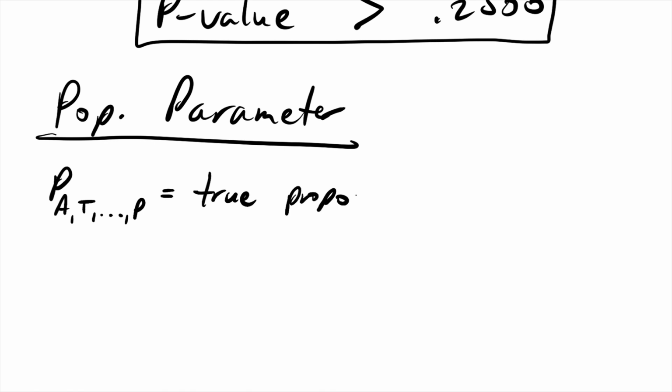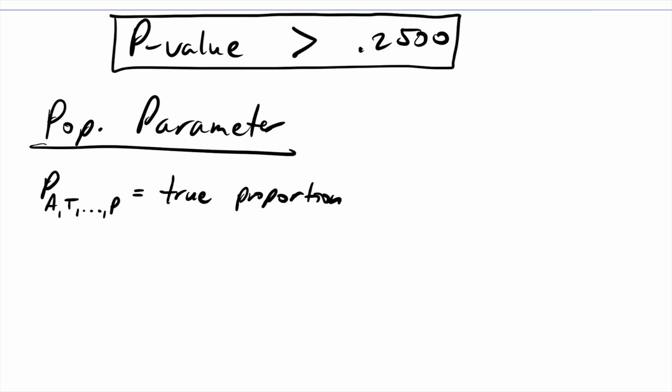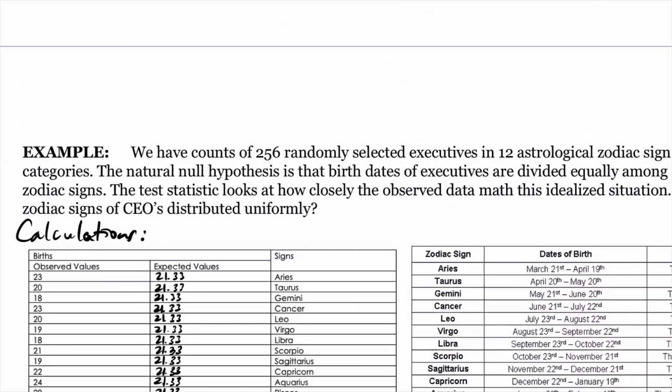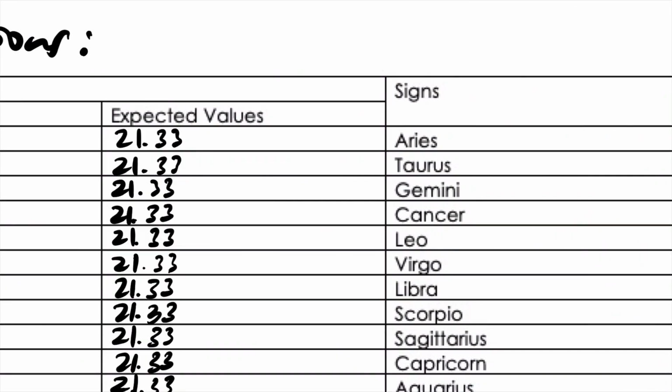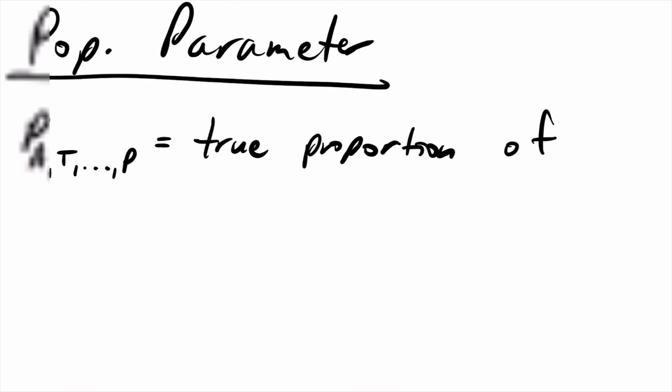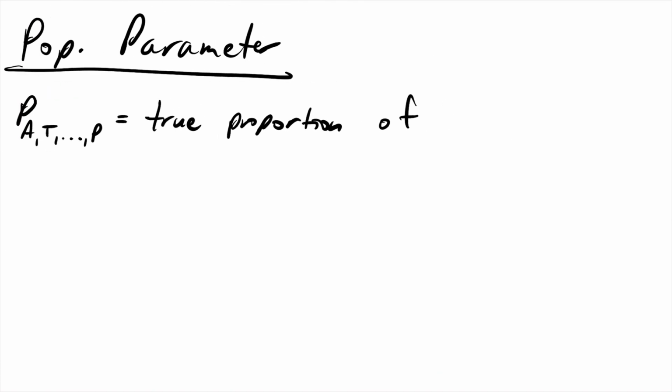True proportion of what? True proportion of, that's for 1. Like if I was doing just for Aries, that would work. But I'm not doing it just for Aries. I'm doing everyone together. So what do I have to put? What word do I have to put in there to show that I'm doing everyone together in one swoop?